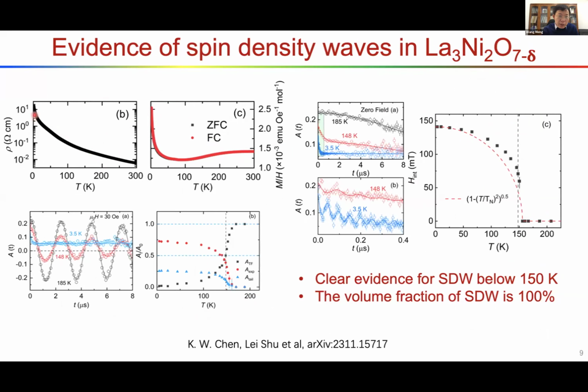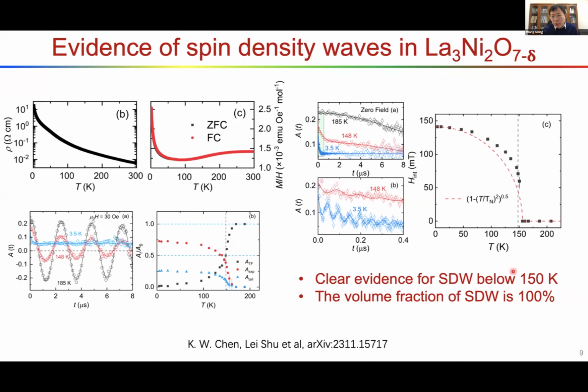If we look at the resistance, it's a weak insulator. That's because the sample was synthesized by a solid-state reaction method. When they measured the sample with the mu-SR method, they saw very clear oscillation, and they could also estimate the volume fraction of this spin density wave phase. The conclusion of this study was that they claim it's clear evidence for a spin density wave.